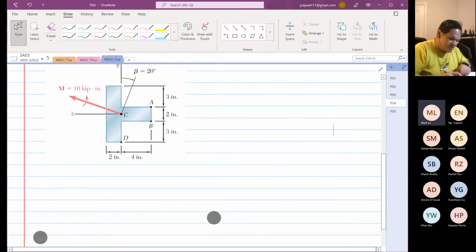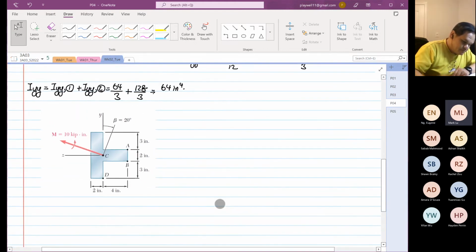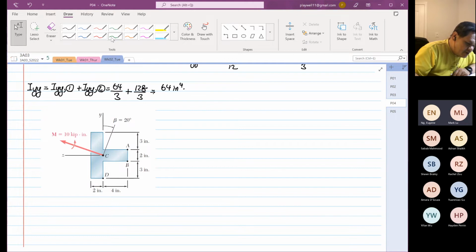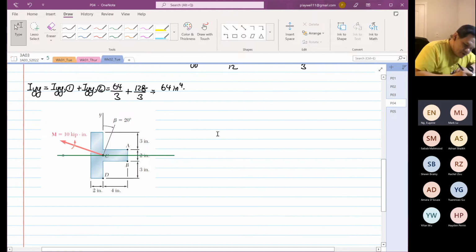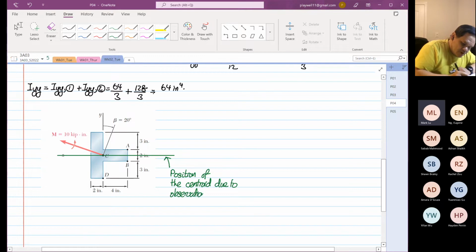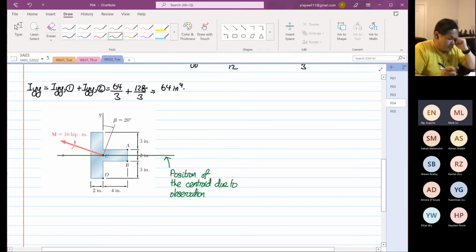Okay, so now ZZ is the axis of interest now. And we can immediately draw the centroid along ZZ. We don't need to calculate. Let me tell you why. Okay, I'm very sure that this is the position of the centroid, and due to what? Observation. So what do I mean by due to observation?